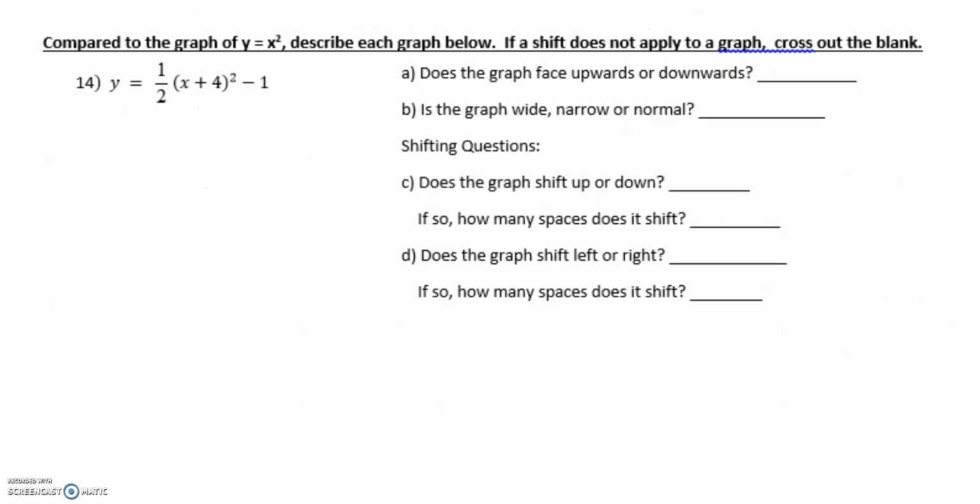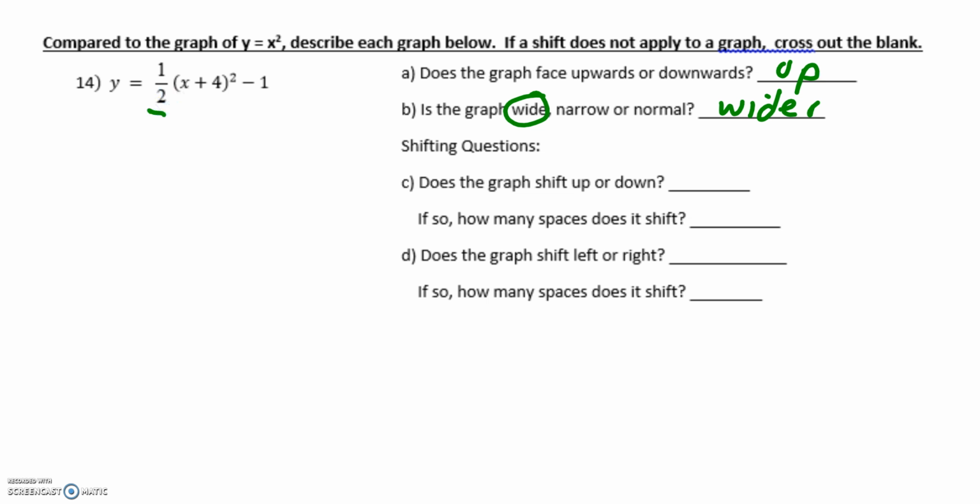If I looked at 14, I see a few things going on here. Does the graph face upwards or downwards? Well, in front I see a 1/2, but it's positive, so my graph is still facing upwards. Is the graph wide, narrow, or normal? Well, it's definitely not normal because I have a 1/2 in front. If you're multiplying everything by a half, you think about that everything's going to get smaller, but it's the opposite of what you'd think. So this parabola is getting wider.